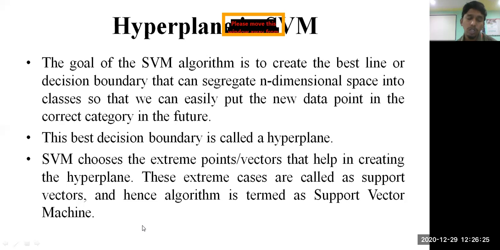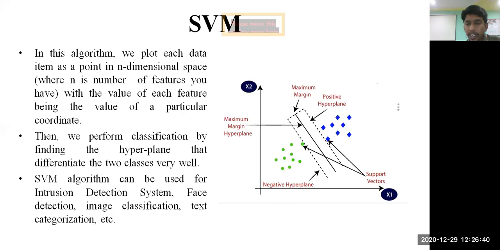Okay, everybody needs to note this important point. What is a hyperplane? A hyperplane is a separation line between two classes or two feature vectors. The support vectors are the ones indicated in blue and green colors, which are called the classes in your given data set.